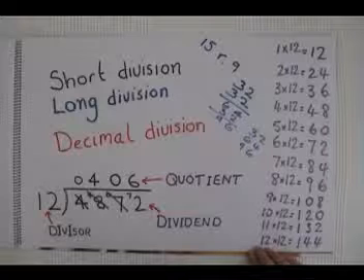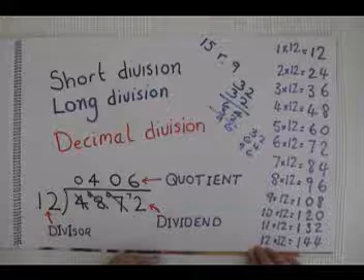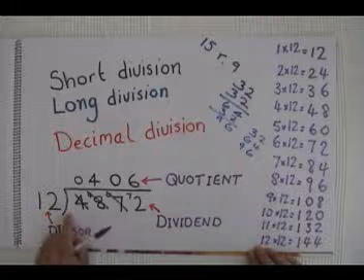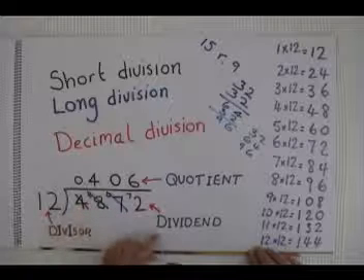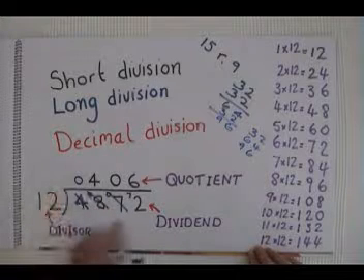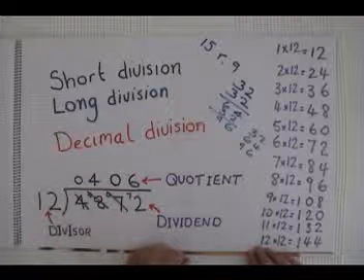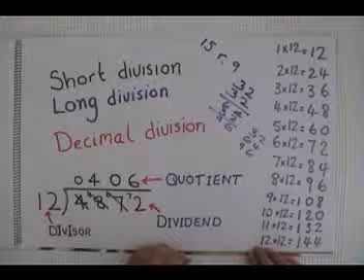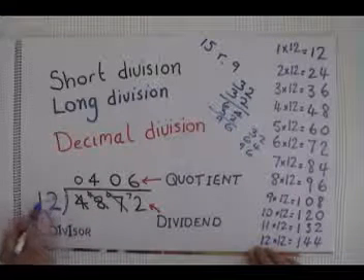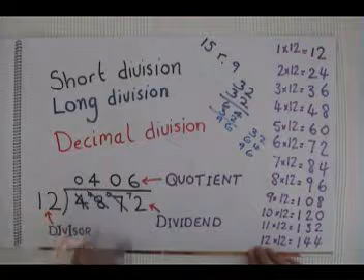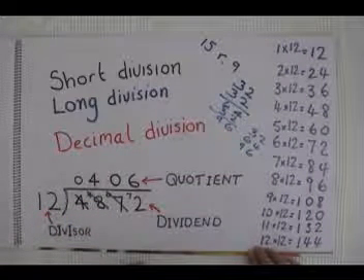If it helps you, think of it as a sum of money being divided between a certain amount of people. In this example, we could say we have a sum of money of £4,872 and it's to be divided between 12 people. The answer to the sum is that they would end up with £406 each. Another way of thinking of division is that it's repeated subtraction. You keep taking 12 away from this number until you end up with 0 or a small remainder.